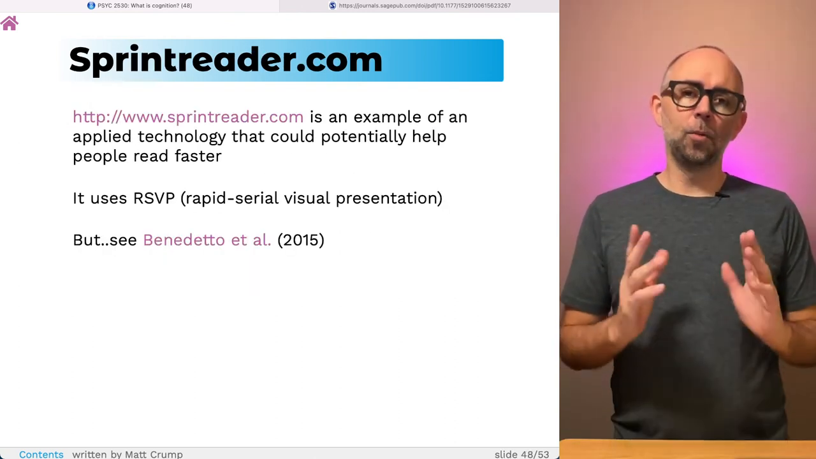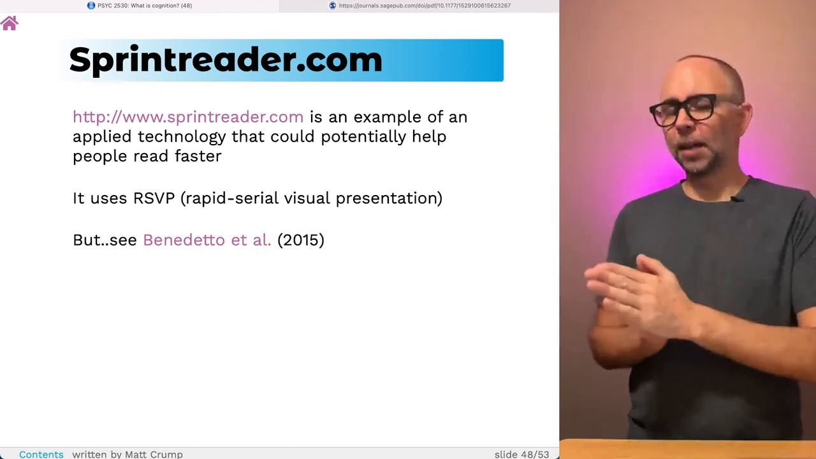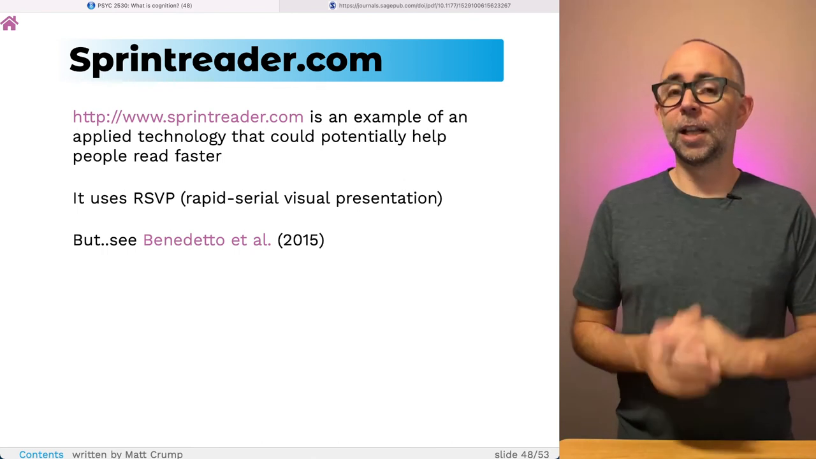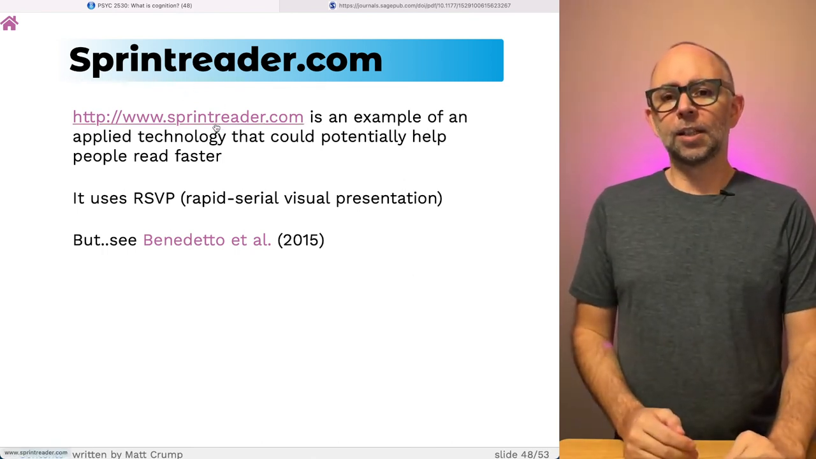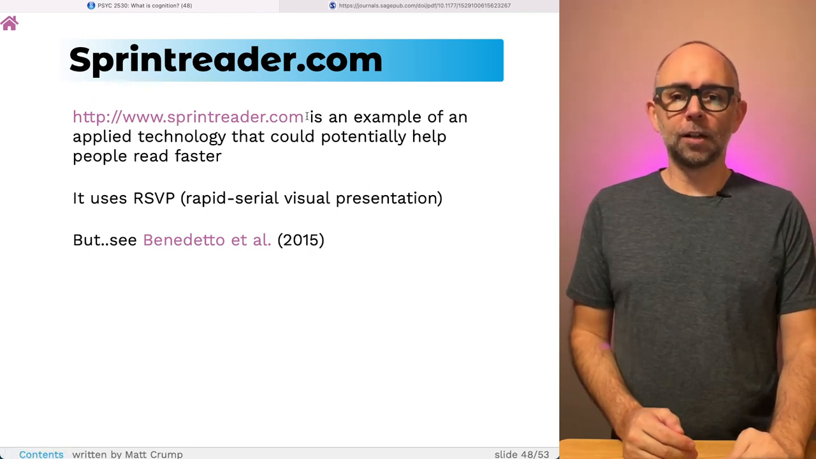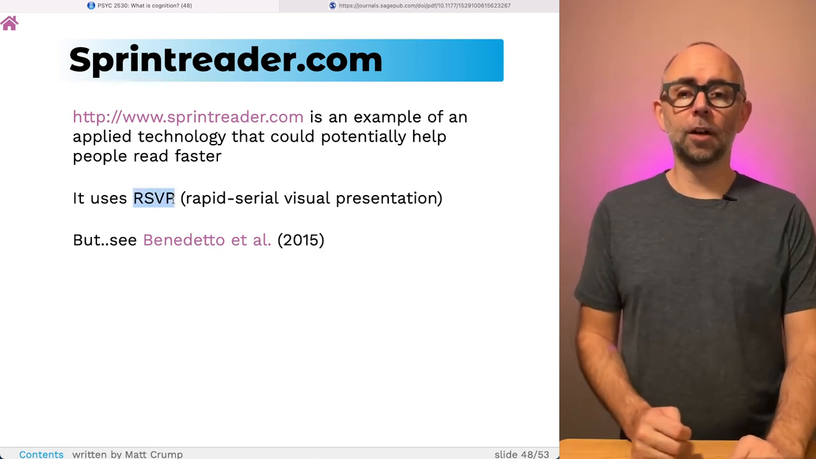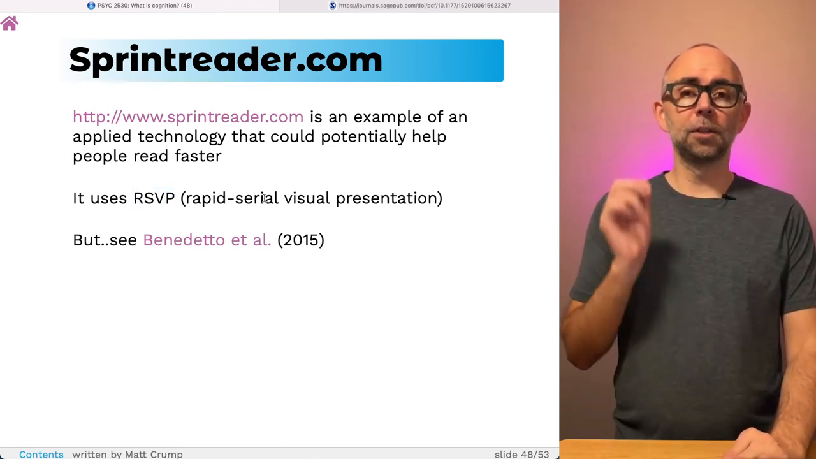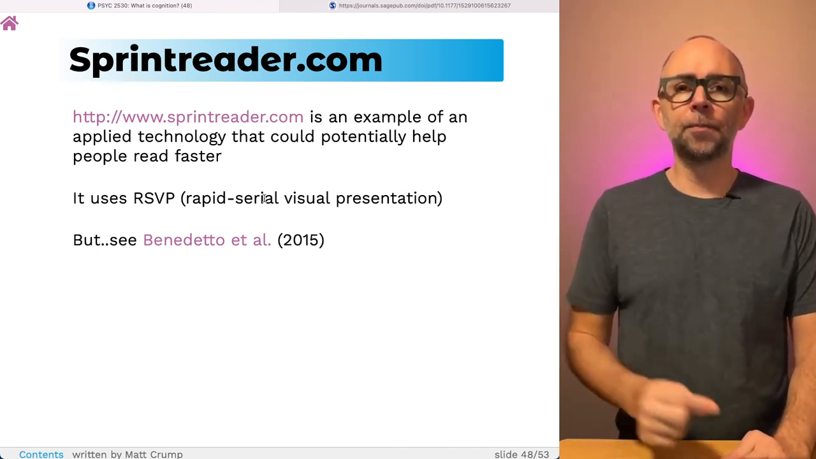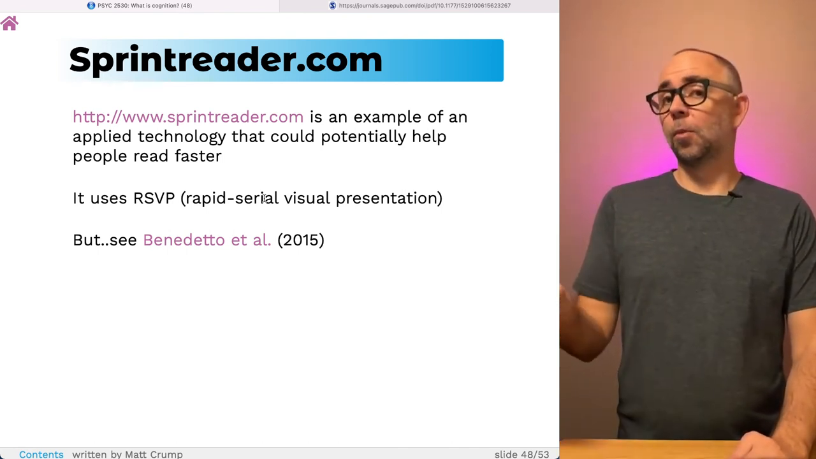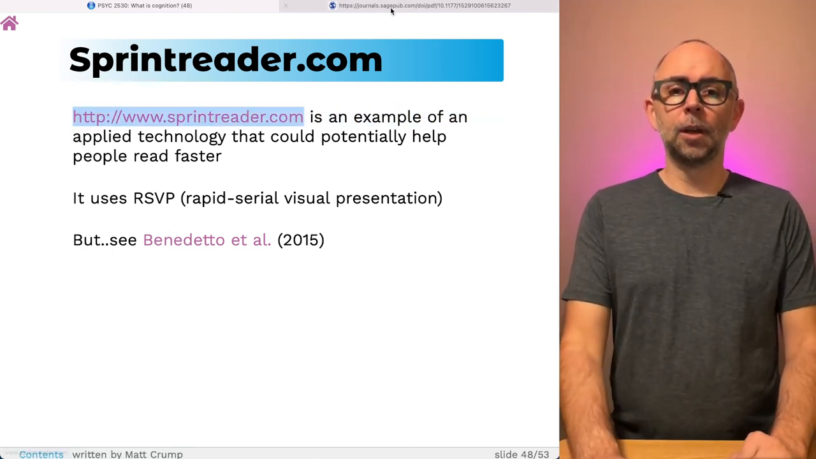Let's take a look at one funny example where research from cognition has been applied into a technology that supposedly will help you read faster. We can look at the example in terms of sprintreader.com. This uses a technique that was developed in cognition called RSVP, or Rapid Serial Visual Presentation. It's a way to present words very quickly and allow you to read them while they're being presented to you. I'm just going to highlight this and pop it over here.